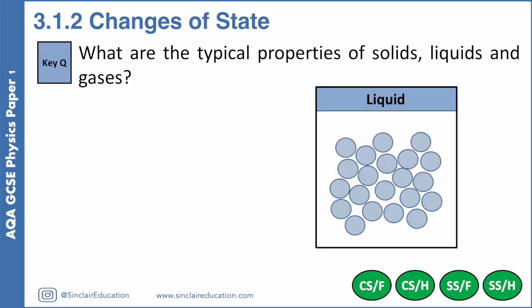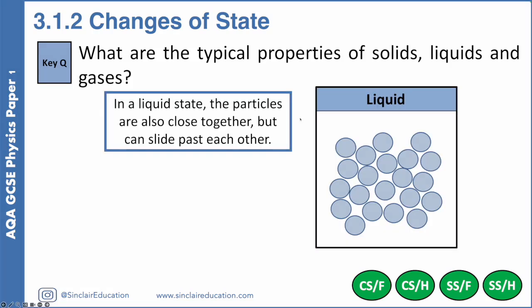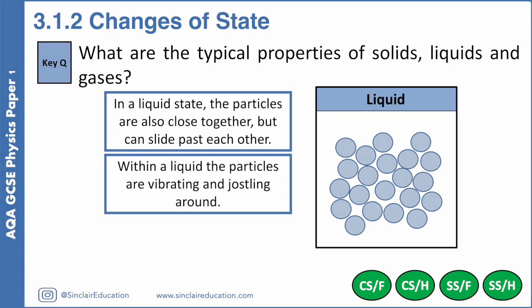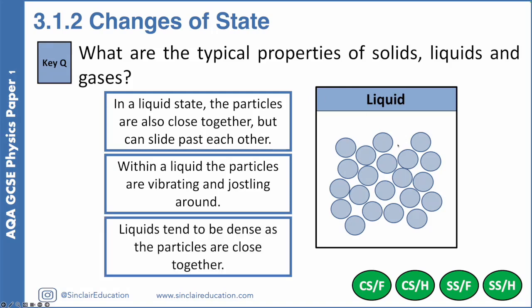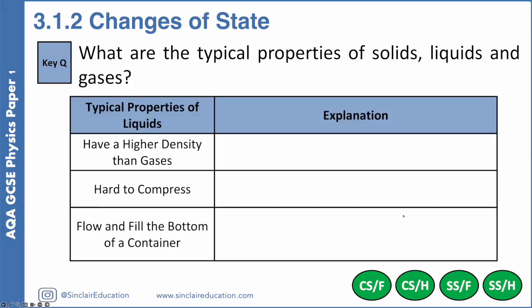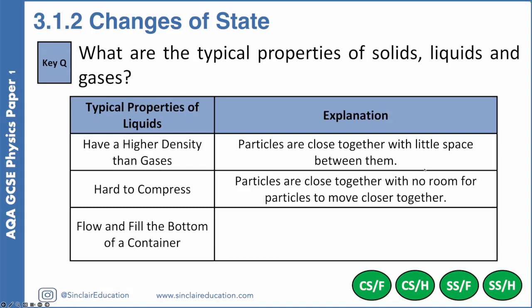and therefore the shape of a solid is fixed. When we start to look at a liquid then, the particles are still really close together, but are able to move past each other. Critically though, they can't move away from each other. So within a liquid, the particles are vibrating and moving around relatively freely past each other. But liquids are going to tend to be dense because the particles are still quite close together. So liquids do have a higher density than gases because the particles are still close together with little space between them at all. And that also explains why they're quite hard to compress.